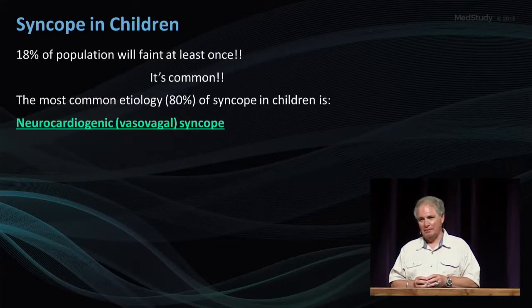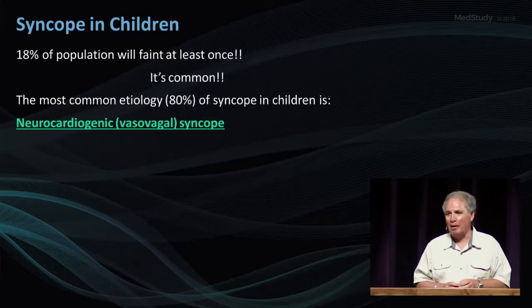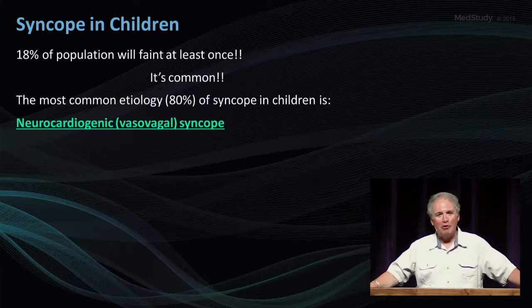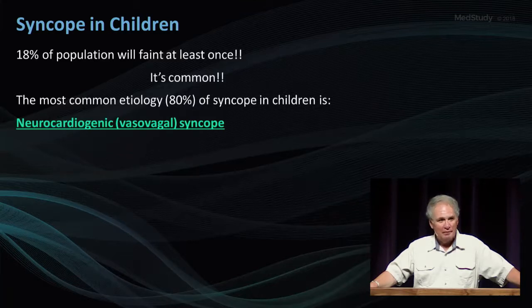Okay, here's another one. Syncope in children. I don't know how this became a cardiac problem. To me, it sounds neuro, but okay. 18% of the population will faint at least once. It's common.